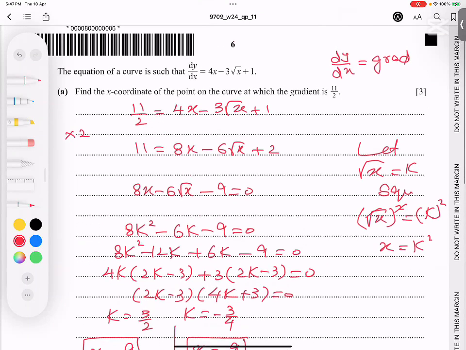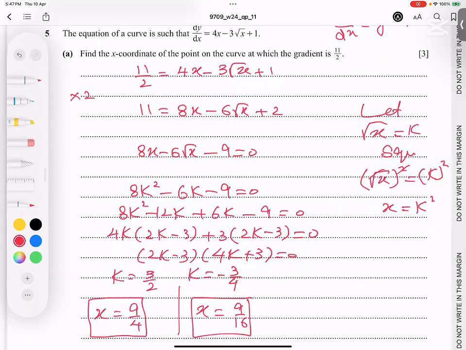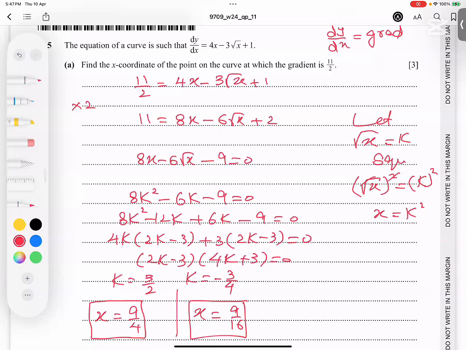But he mentioned here to get the x coordinate of the point on the curve. Students, we got 2 answers, and one answer we have to ignore. This answer we have to ignore, and this 9/4 is our required answer. The k value is -3/4 I got before, and squared it gives 9/16. I hope the point is very clear, and let's go for the below part.